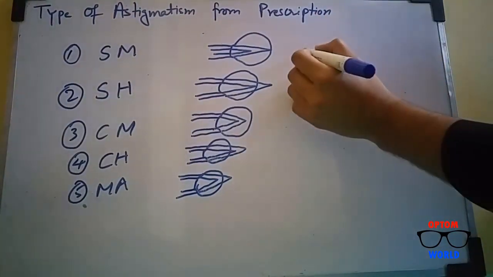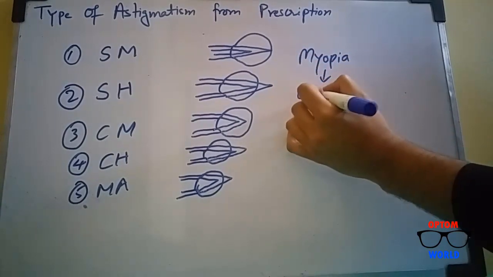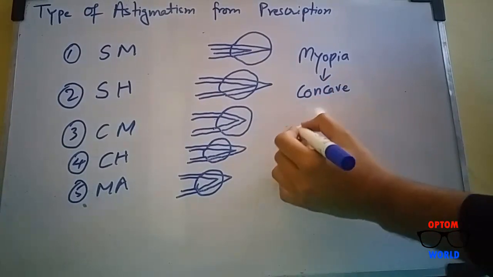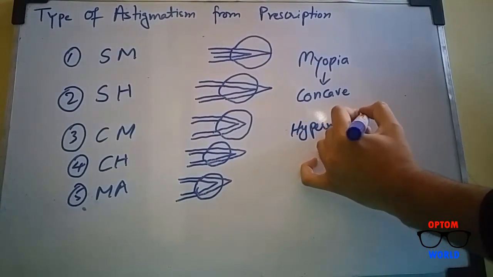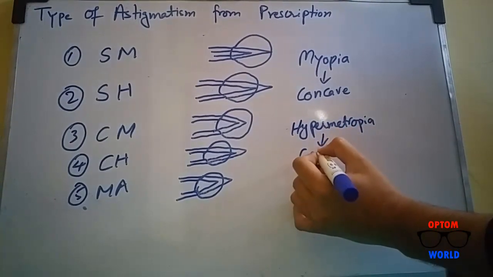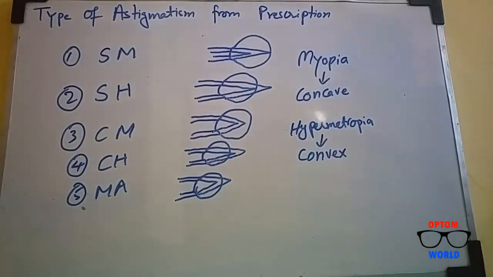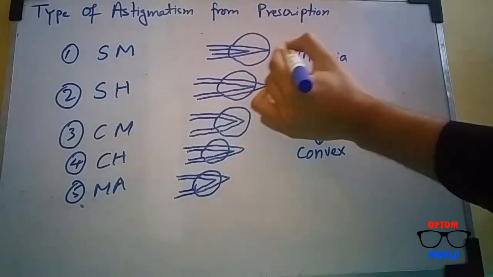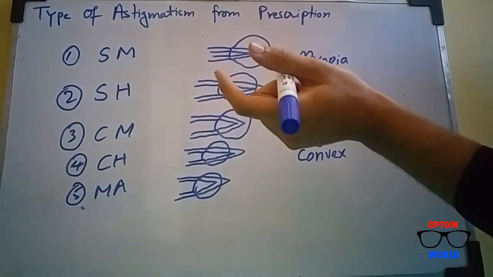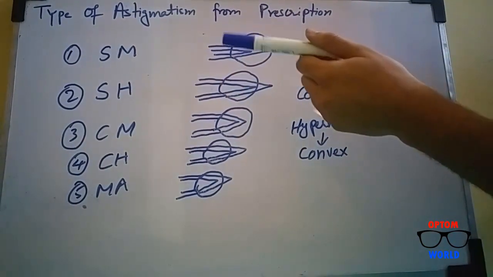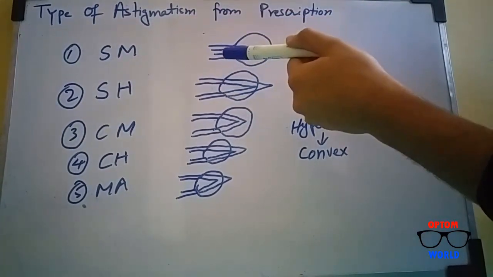As you know, myopia is corrected by concave lenses, and hypermetropia is corrected by convex lenses. So, in the case of simple myopic astigmatism, from one meridian light is focused on the retina. It means that this meridian has no power, or plano power, and light from the other meridian is focused in front of the retina. It means we will give minus cylinder in this case.